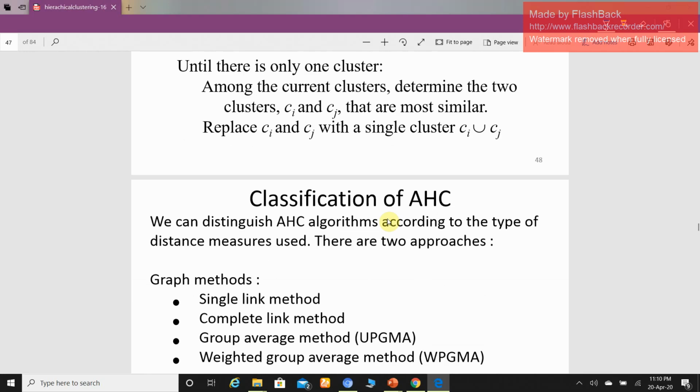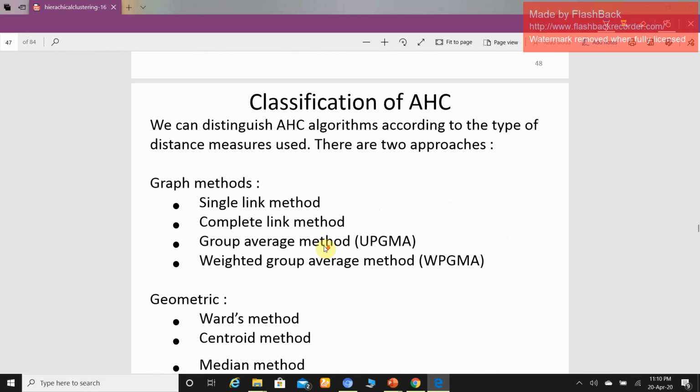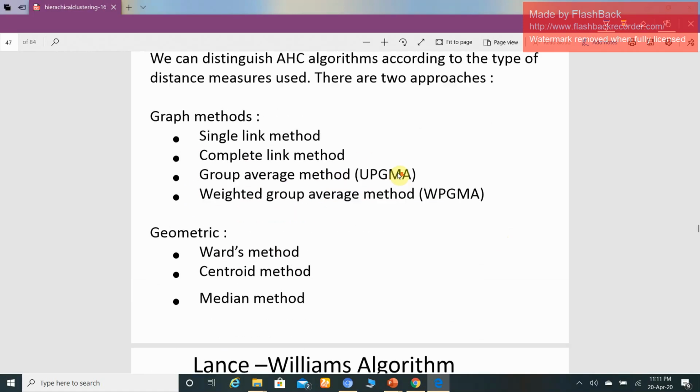Okay. So next, classification of AHC. We can distinguish AHC algorithms according to the type of distance measures used. There are two approaches, graph approach and geometric approach. So single link method and complete link method are the very, very important methods.